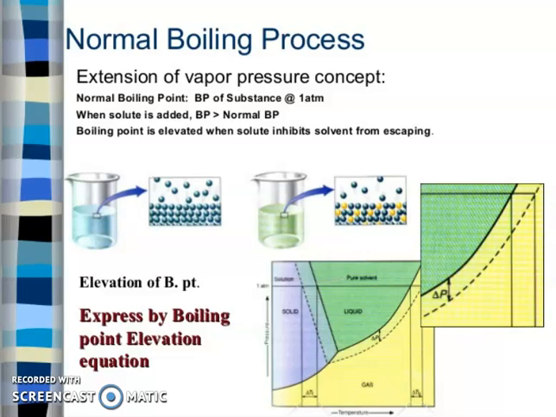My friends, the boiling process is an extension of the vapor pressure concept. The normal boiling point of a substance is the temperature at which its vapor pressure is 1 atmosphere. When solute is added, the boiling point becomes greater than the normal boiling point. The boiling point is elevated because the solute inhibits the solvent from escaping. So the elevation of boiling point is expressed by the boiling point elevation equation. You can see here the dotted line and solid line, and the phase change.